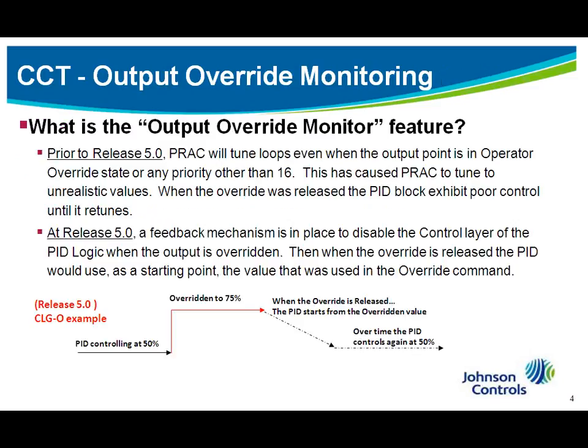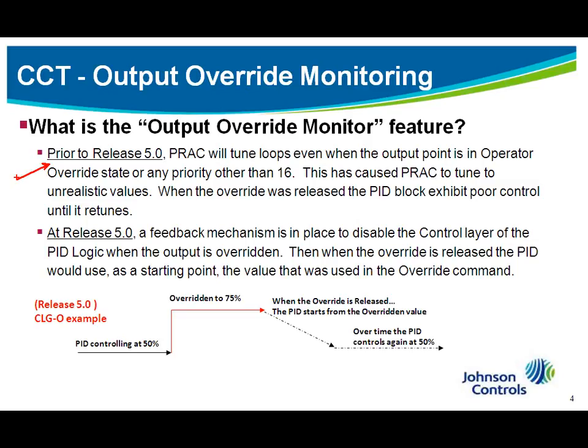For the first objective, what is this Output Override Monitor? Let's take a look at a little history. Prior to Release 5.0, PRAC will tune loops even when the output point is in the Operator override state, or any other priority other than 16. This has caused PRAC to tune to unrealistic values. When the override was released, the PID block would exhibit poor control until it finally goes into the retuning state.